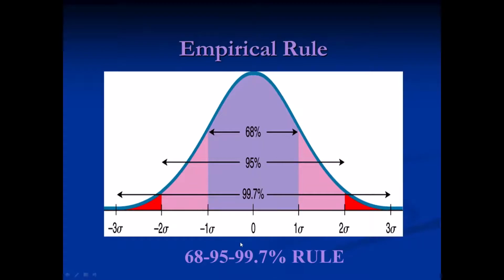So there you go. 68% between plus or minus one standard deviation, 95% between plus or minus two standard deviations, and 99.7% plus or minus three standard deviations. So that leaves a very tiny amount in your tails beyond three standard deviations. What, 0.3%?